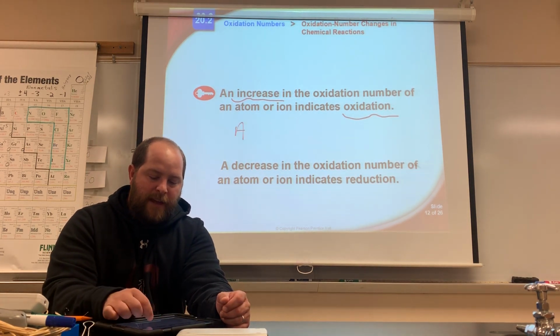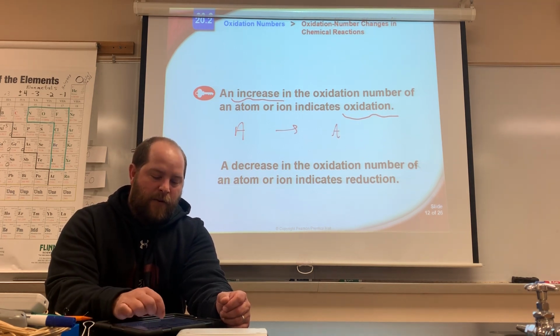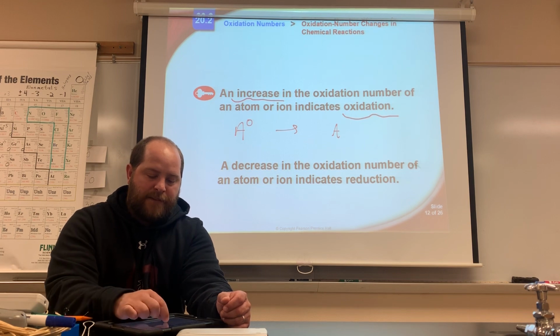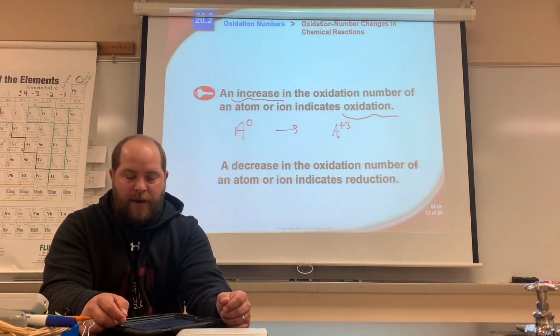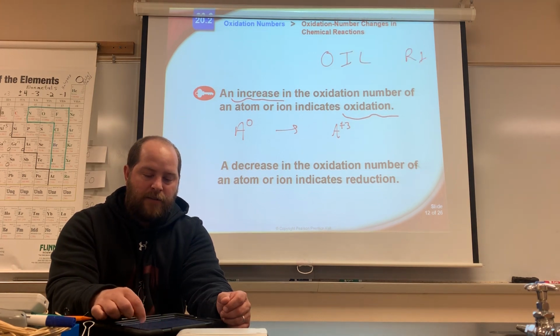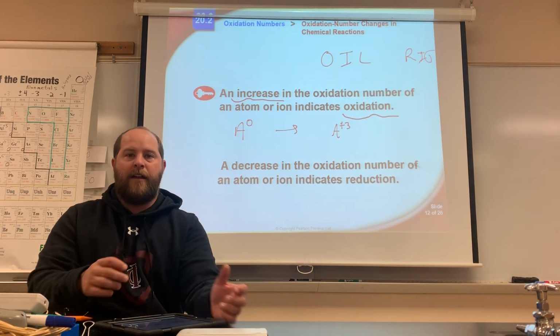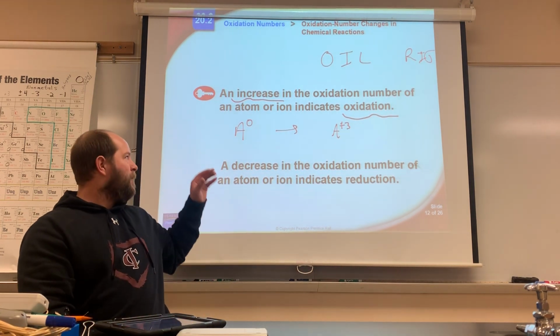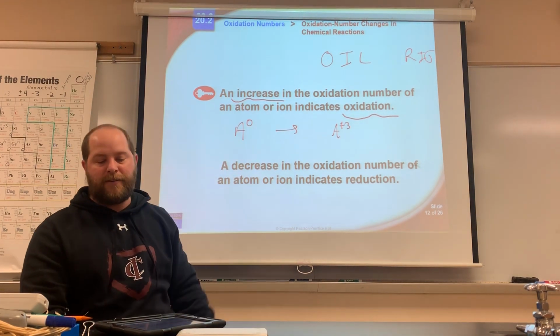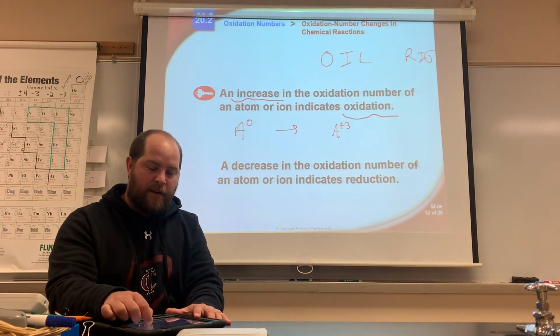So if we have element A and then element A on the other side, and let's say element A goes from 0 to a +3 with that oxidation number, that is suggesting that it lost electrons. So if you remember, OIL RIG, if we are losing electrons, we're getting oxidized. So any element that's going from a 0 to a +3, any sort of increase in the oxidation number, that element's being oxidized. All right.